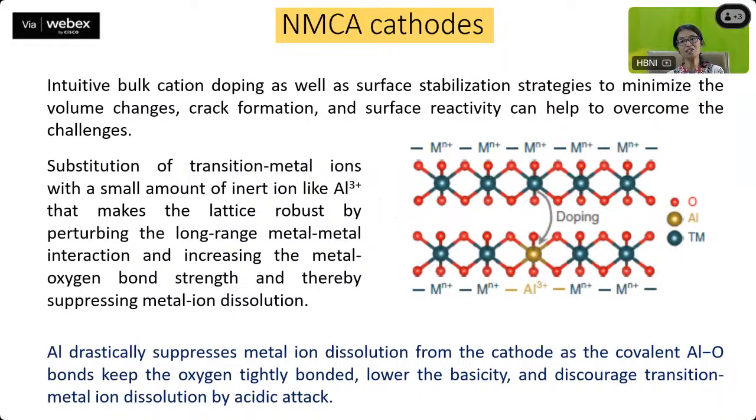The long range metal-metal interaction, you are perturbing it and increasing the metal-oxygen bond strength and thereby suppressing the metal ion dissolution. So you are suppressing the dissolution of the transition metal ions in your electrolyte, because these transition metal ions are then going to deposit on the graphite surface, and it is going to take away precious space where your lithium can actually intercalate, and it is going to degrade your performance of both the cathode as well as the anode. So aluminium drastically suppresses this metal ion dissolution from the cathode, as the covalent aluminium oxide bonds keep the oxygen tightly bonded, lower the basicity and discourage transition metal ion dissolution by acidic atoms. So that is why right now, one of the important ways by which you can improve the cyclability of nickel-rich NMC cathodes is by adding a little bit of aluminium, or inert ions, to it.